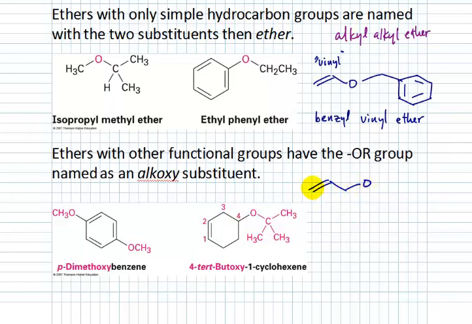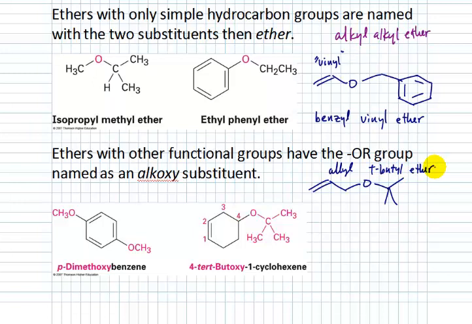Right? That's a C=C double bond, then a CH2 and an O. So here's allyl, t-butyl, for instance. Okay, so I think you get that idea.